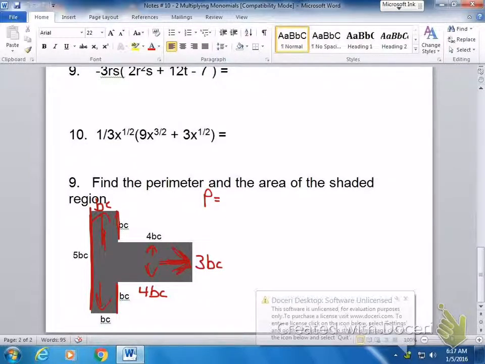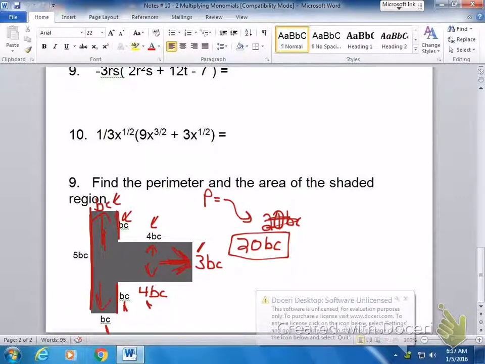Now I can add all those up and get my perimeter. Well, they're all BC, so they all combine. Let's recount those. That's 5, 6, 7, 8, 9, 10, 11, 12, 13, 14, 15, 16, 17, 18, 19, 20. I got 20 the second time. I may have misadded. So let's go ahead and put 20. Be careful when you count, because if I can miscount, so can you. So now I've got my perimeter.